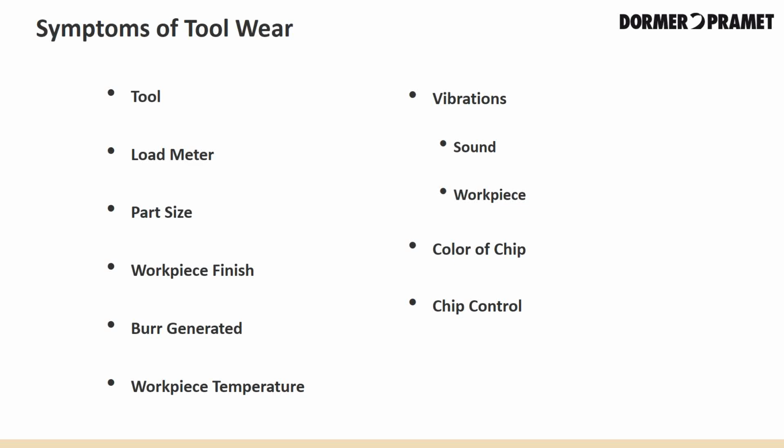As the insert wears, it takes more horsepower. We could look at the part size, and that's why we have offsets to help adjust the part size as it changes. The workpiece surface finish. Poor surface finish causes us to change insert before we have 20 thousandths wear, as in a roughing insert. We can also see a burr generation. As the insert wears, it will become dull, causing bigger burrs.